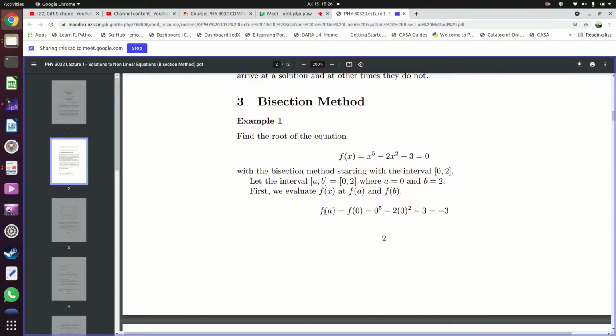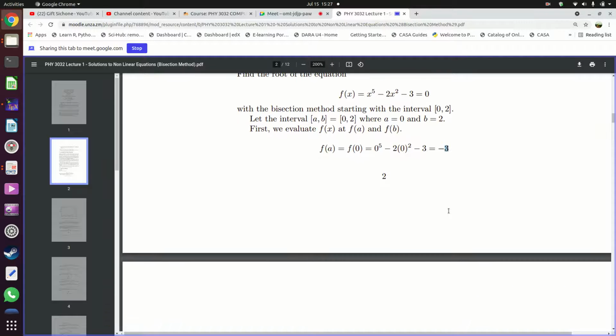So you have to find f of A. So f of A is going to be equal to f of 0, which is 0 to the power 5 minus 2 times 0 to the power 2 minus 3, and this gives you minus 3. Minus 3 is a negative number. So the information you get here is that at f of A, our function has got a negative value. Is that clear?